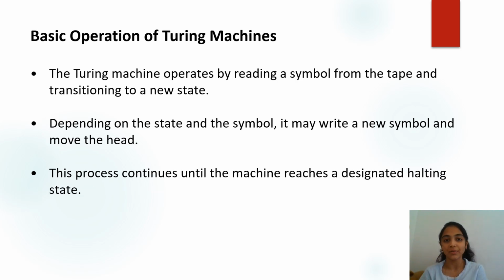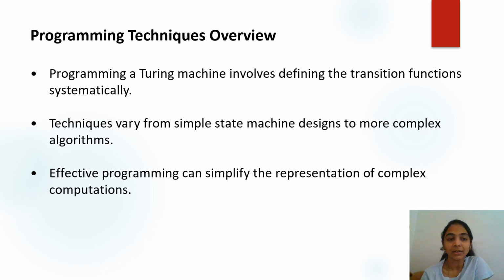Basic operations of Turing machines. The Turing machine operates by reading a symbol from the tape and transitioning to a new state. Depending on the state and the symbol, it may write a new symbol and move the head. This process continues until the machine reaches a designated halting state.